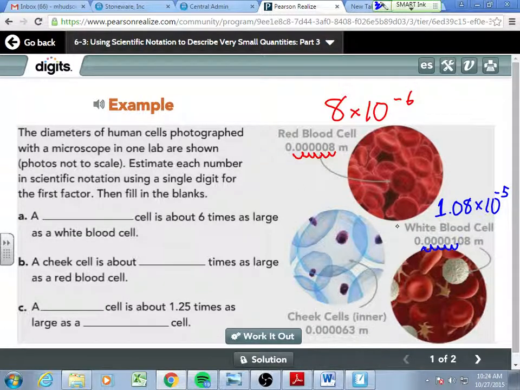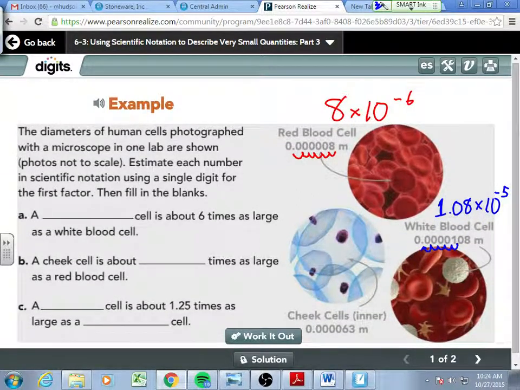Well, if white cell is bigger than red cell, let's figure out about the cheek cell. The cheek cell, what would be my first number there, Olivia? The number that comes before the times 10? Right. 6.3, because it has to be a number greater than 1, less than 10. So 6.3 times, we'll now see how far your decimal has to go. 1, 2, 3, 4, 5. So it's 10 to the negative 5th.